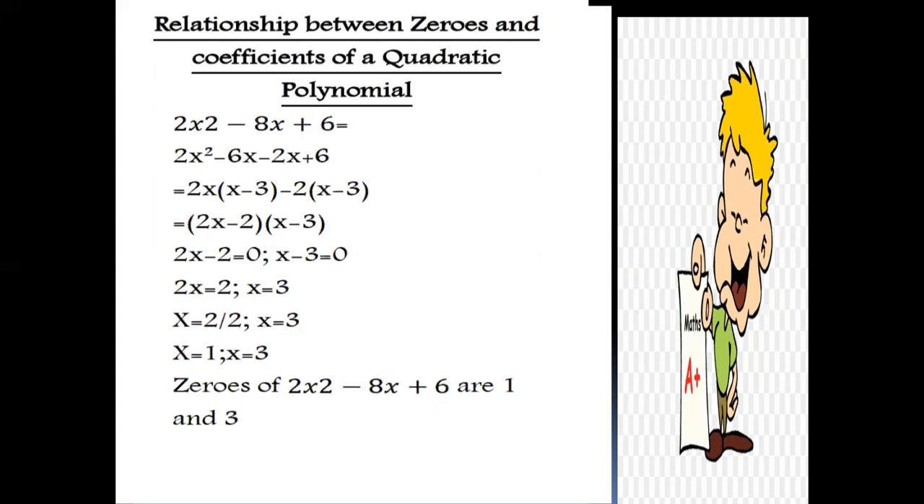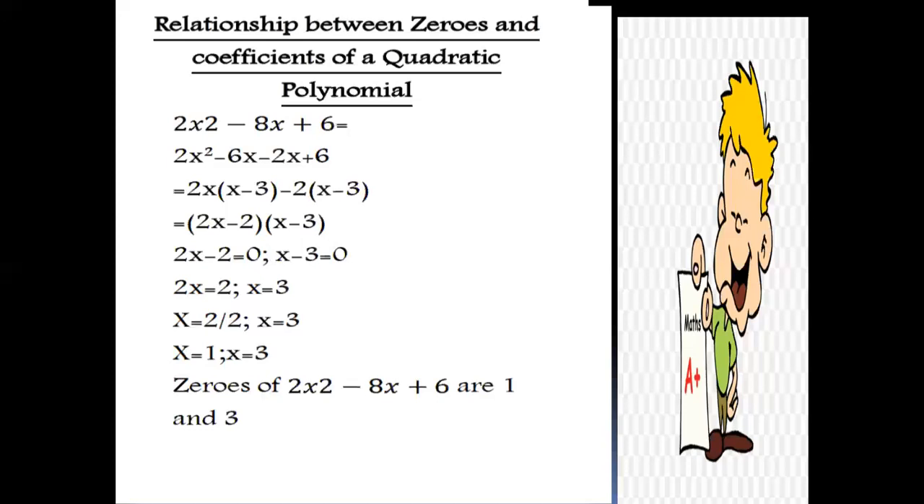To get the zeros of this variable x, you must equate each of the parts to 0. So 2x minus 2 is equal to 0, 2x is equal to 2, x is equal to 2 by 2. So x is equal to 1. The next part, x minus 3, is equal to 0, then x is equal to 3. Therefore, the zeros of 2x square minus 8x plus 6 are 1 and 3. So here we found the zeros of the given polynomial, just by factorizing the given polynomial by splitting the middle term.